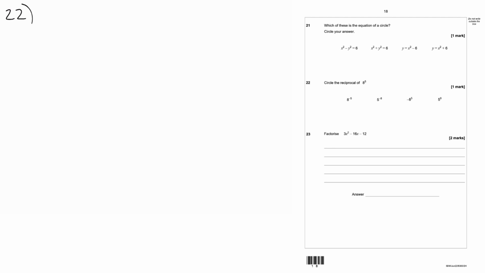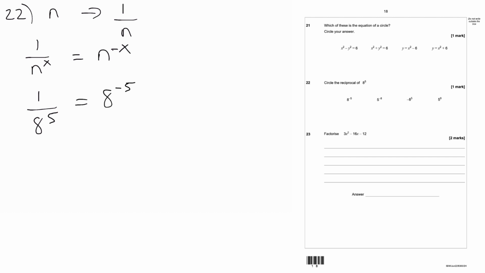So for question 22, we're asked what the reciprocal of 8 to the power of 5 is. So if we have a number n, the reciprocal is just 1 over n. And as a general rule, if we have 1 over n to some power x, this is equal to n to the power of minus x. So if we have 1 over 8 to the power of 5, which is the reciprocal of 8 to the power of 5, then this is equal to 8 to the power of minus 5.